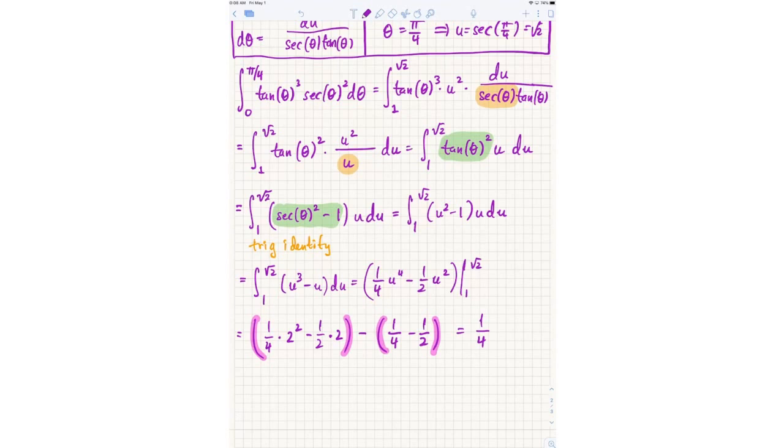Right? Because this whole thing right here is a 0, and this is negative 1/4. So you get 0 minus a negative 1/4. Okay.